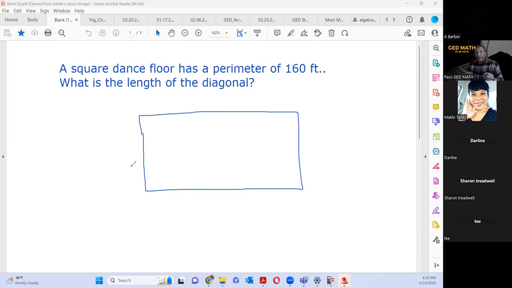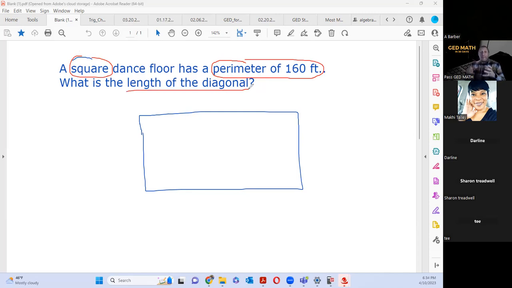When I'm talking about identifying givens, the first thing you should identify is you have a square. The second thing is the perimeter is 160. The third thing is they want to know the length of the diagonal.